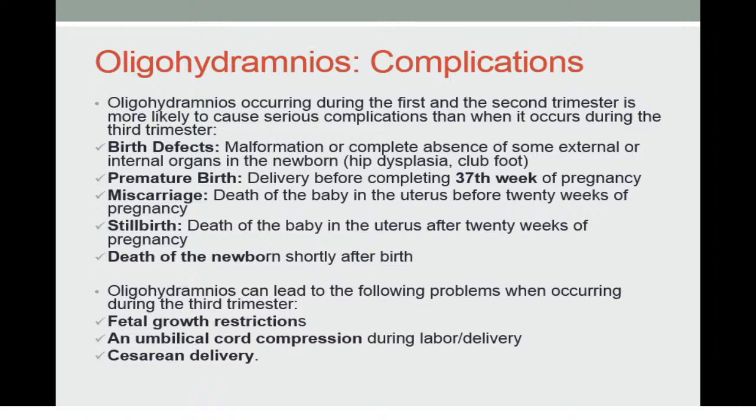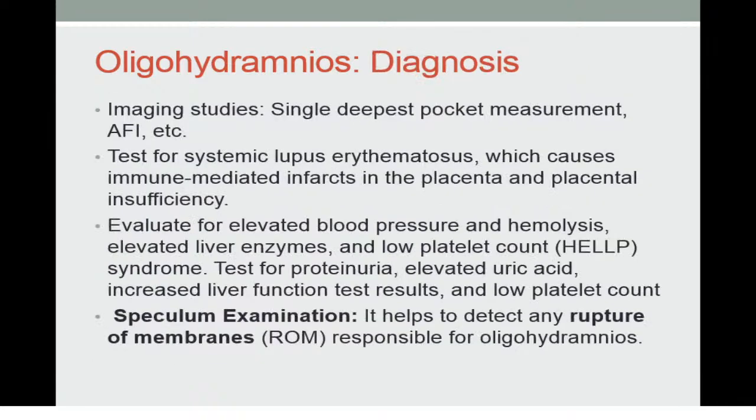Oligohydramnios can lead to the following problems when occurring during the third trimester. Fetal growth restriction, and umbilical cord compression during labor and delivery, and of course, such complications need abdominal delivery, meaning cesarean section.